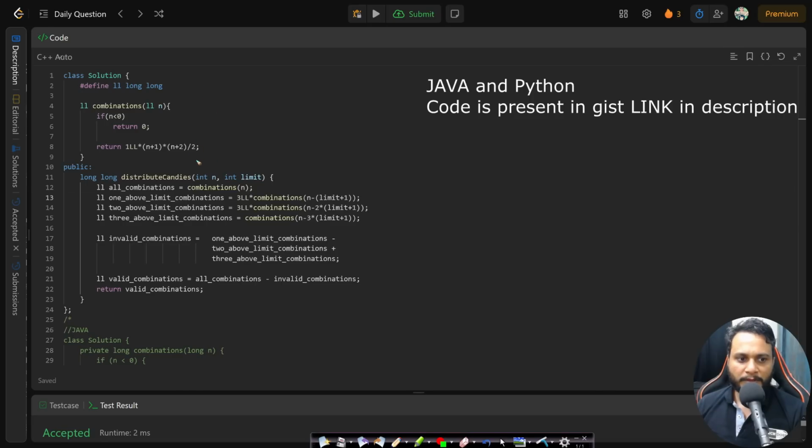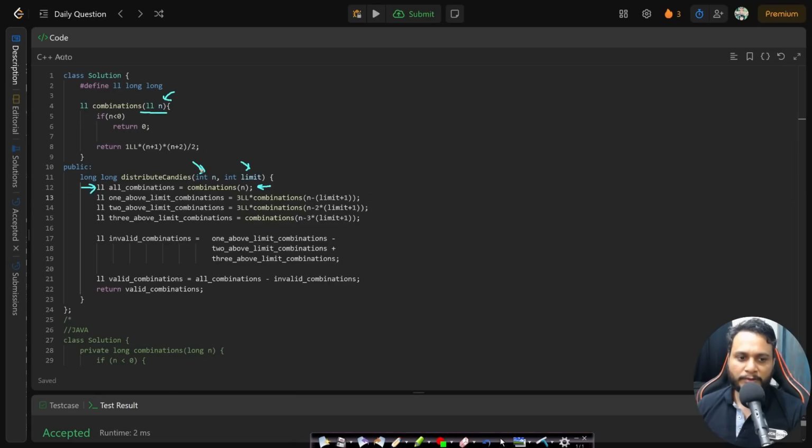In this problem, we are given the n value and the limit value. So I'll be first calculating all combinations. So in the combinations, I will be sending an n value, and you know how to calculate n plus 2C2. We just need to take n plus 1 and multiply it by n plus 2 and divide it by 2. That is what I am doing here, and multiply it by 1 LL, which will convert this integer to a long integer. Okay, and I will repeat the process by just changing the values.